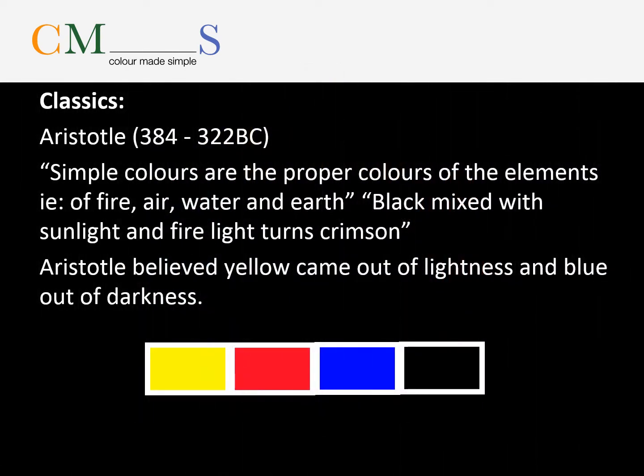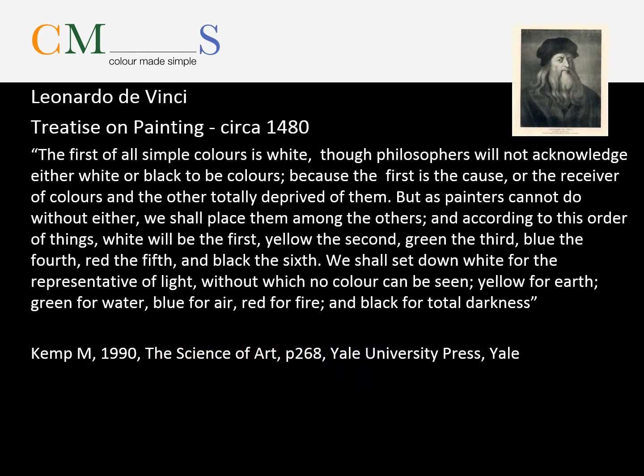Aristotle: simple colours are the proper colours of the elements, fire, air, water and earth. Black mixed with sunlight and firelight turns crimson. Aristotle believed yellow came out of lightness and blue out of darkness. This was recognised by Leonardo da Vinci.